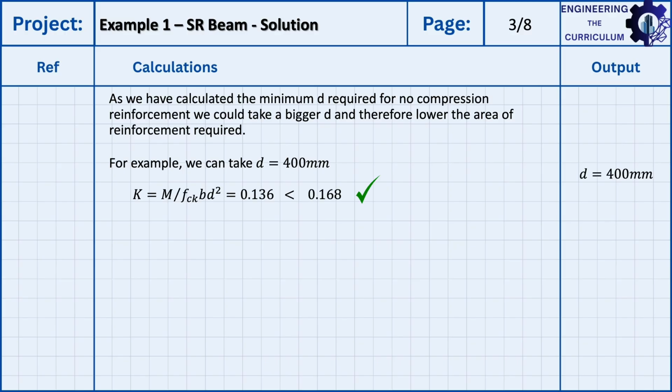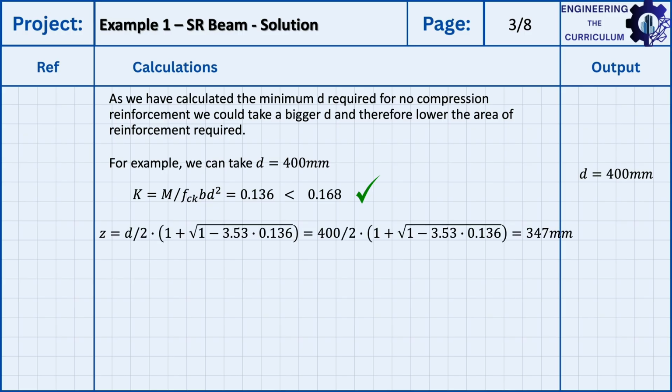In that case, we can calculate K just to make sure. So the moment divided by FCK times B times D squared, and we'll find that K equals 0.136, which, just as we expected, is under the limiting value of 0.168. If we calculate Z this time, we will find out that the only thing that's changed is really D and K. So substituting the D of 400 and the K of 0.136, we end up with a Z, a lever arm, of 347 millimeters. Now, we always need to check if that lever arm is under 0.95D.